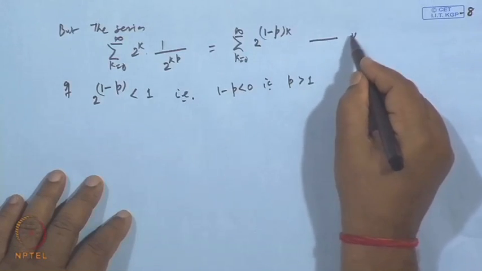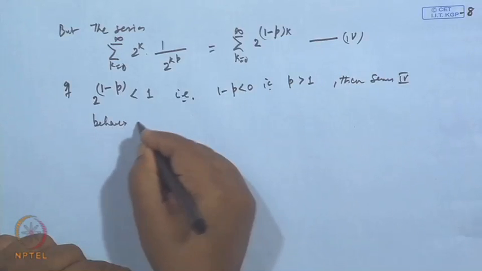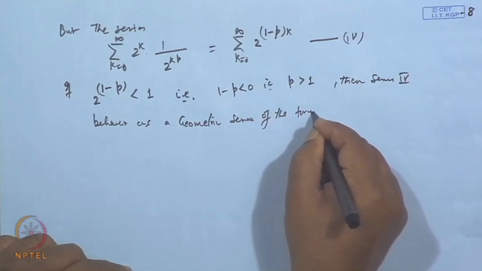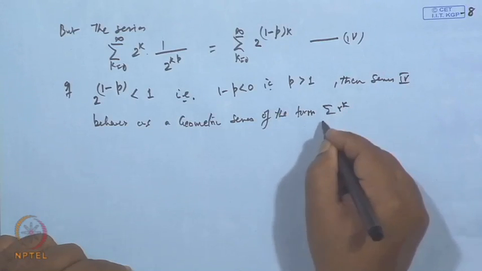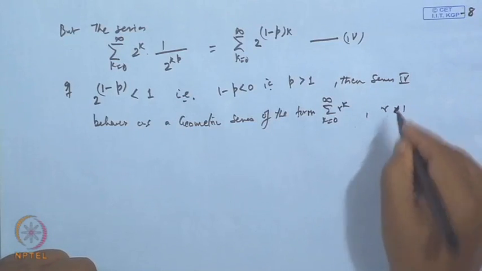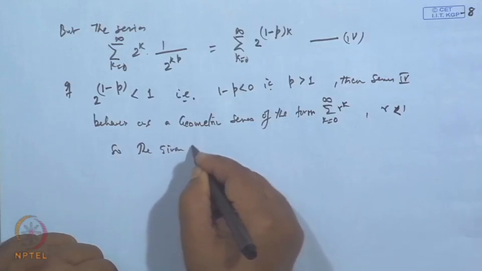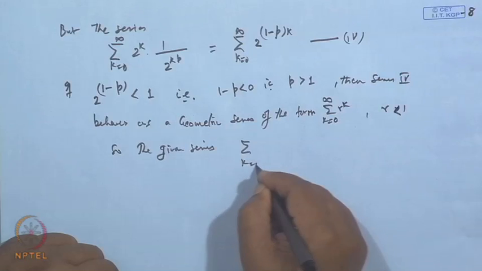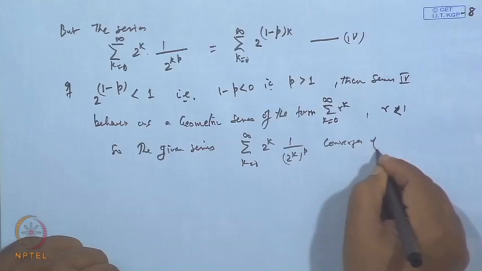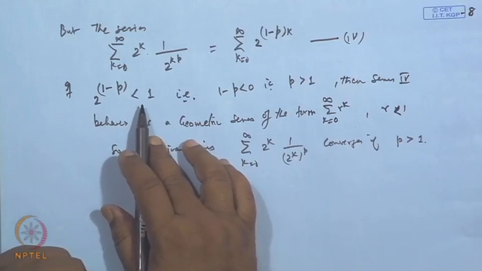So, in this case the series behaves as a geometric series of the form sigma r to the power k, where k is 0 to infinity and r is less than 1, because r is this term. So, in that case it converges. So, the given series sigma k equal to 0 to infinity 2 to the power k times 1 by 2 to the power k to the power p converges if p is strictly greater than 1, and if this thing is greater than 1, obviously then the terms are greater than 1.